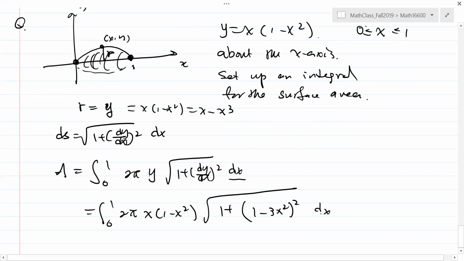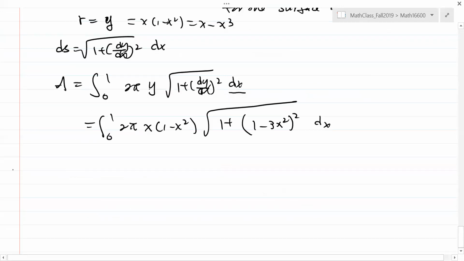I'm not able to change the variable to the y variable. I cannot change it to the y variable. Now, my question: if I rotate this curve about the y-axis, how do you do that? For the same curve, I'm going to ask you to do that, okay?